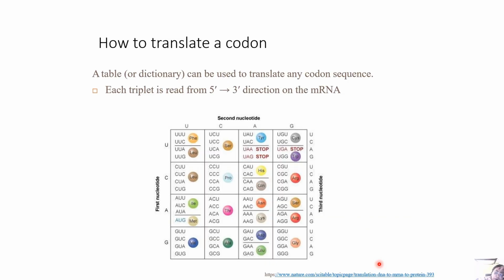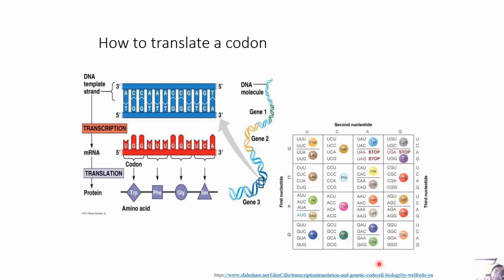Now, how to translate a codon? A table can be used to translate any codon sequence. Each template is read in the 5' to 3' direction on the mRNA.